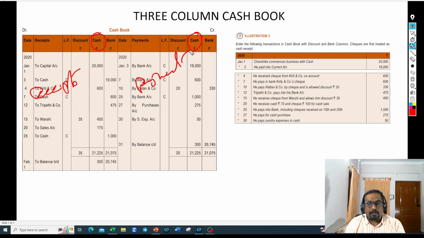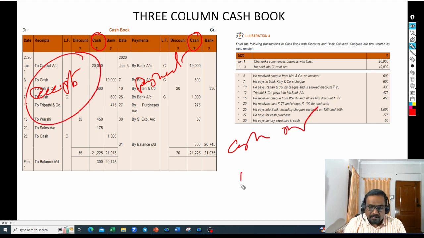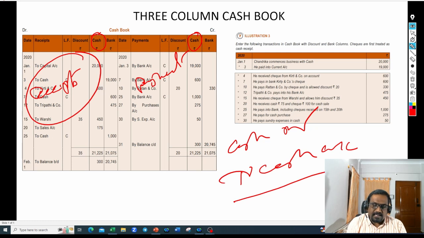Guys, please remember, this also you don't need to remember blindly. When I receive cash, I debit the cash account. So on the debit side, all receipts will be recorded. When I make a cash payment, I credit the cash account. Correct? So the cash account is credited, so payments are being recorded on the credit side. Very simple.